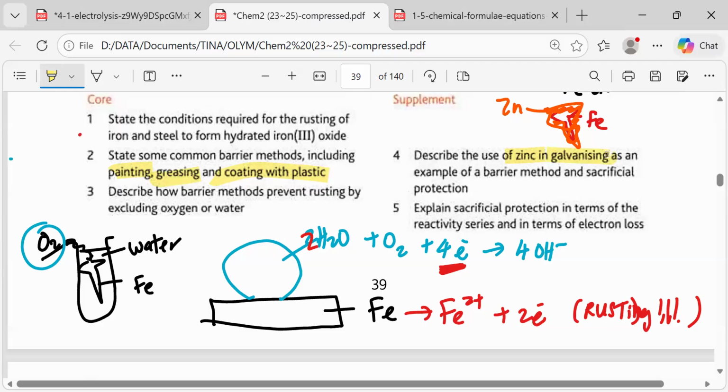Yes. Remember. And to slow down or something? No, it stops, completely stops. It's a barrier, it completely stops.